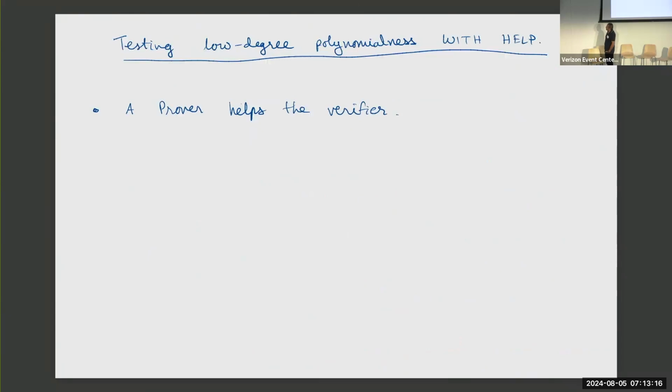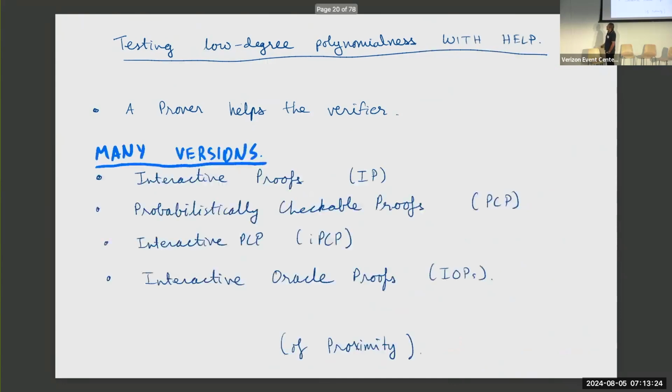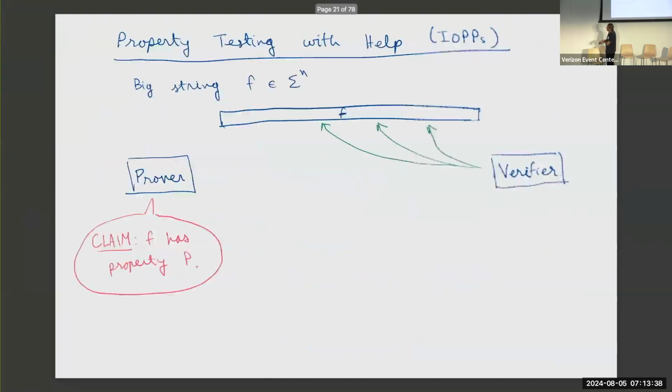Great. And so instead, we will be working in this model where there's a prover who helps the verifier. Okay, and this kind of question has been studied very extensively. There are many formalizations of this model: IPs, IPCPs, IOPs, and so on. Also of proximity, whatever that means. So I'm now going to tell you the exact problem that FRI solves.